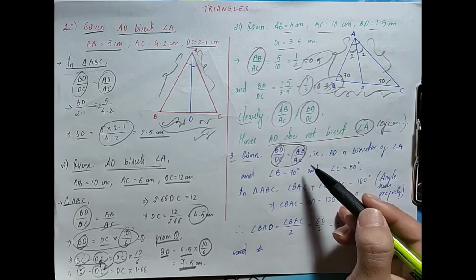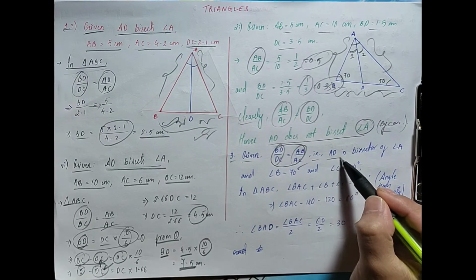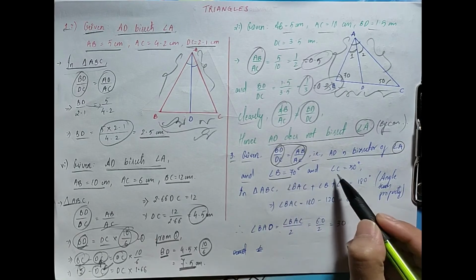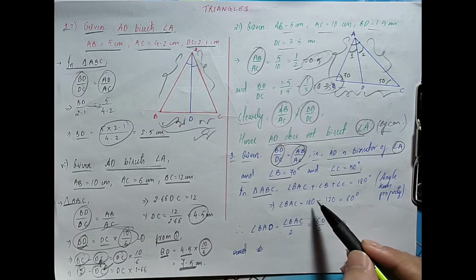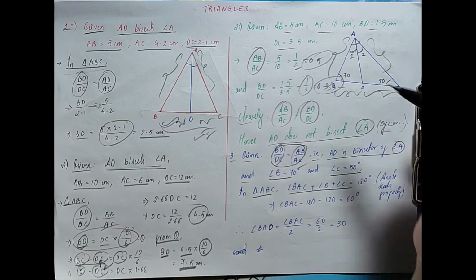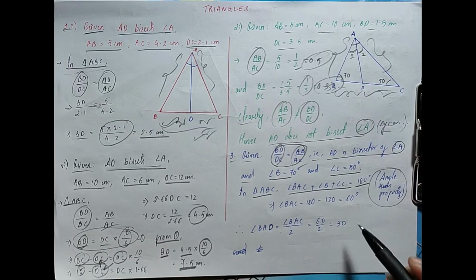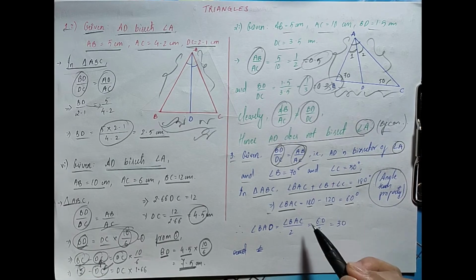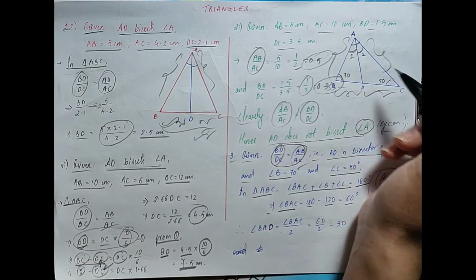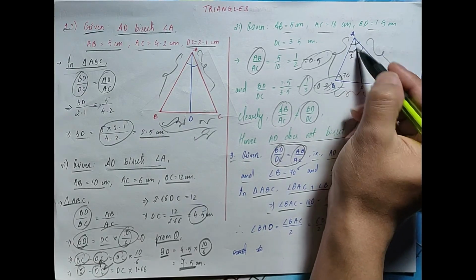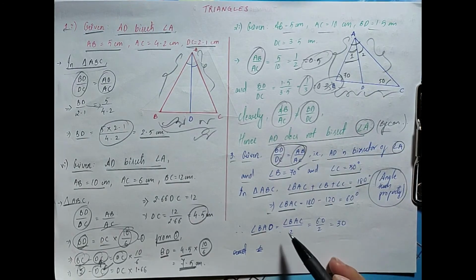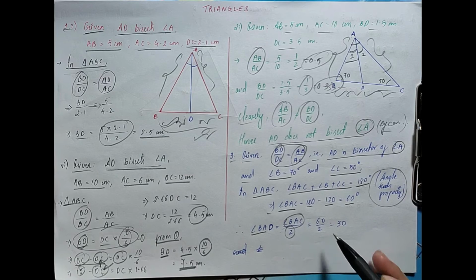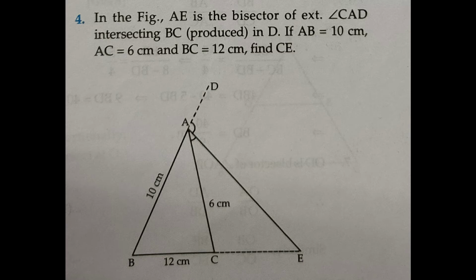The ratio of the sides containing the angle, that is AD is the bisector of angle A and angle B is 70, angle C is 50. So in triangle ABC, the sum of all the angles of a triangle has to be 180. Angle sum property. This implies angle BAC is equal to 180 minus 120, which is 60. Since this is the bisector, that means this has to be half. So angle BAD is half of angle BAC, that is BAC by 2, which is nothing but 60 by 2, which is 30.